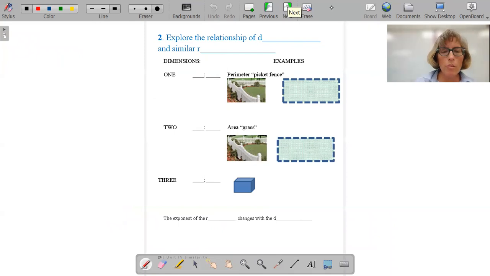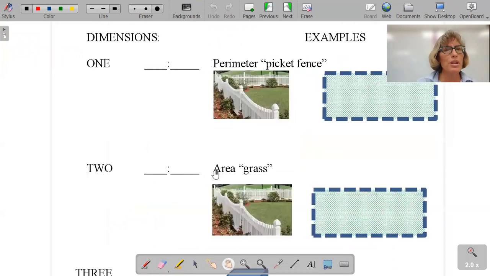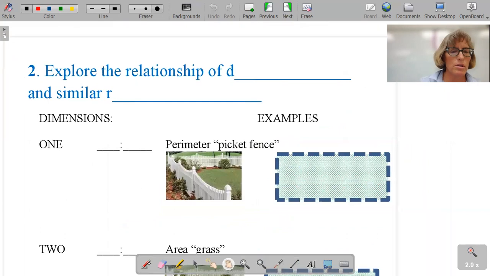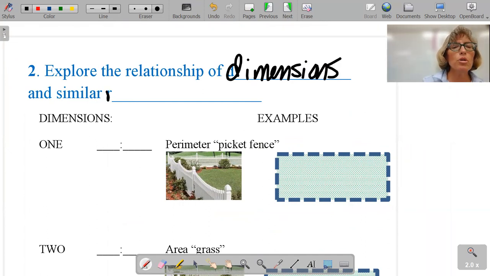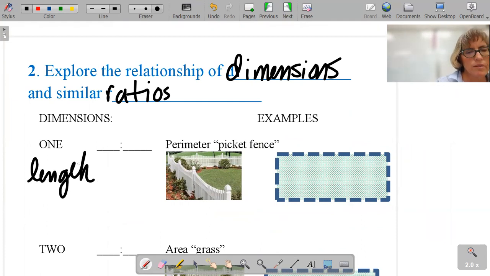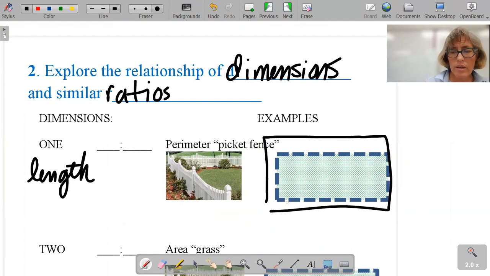Now, before we move on, we need to talk really carefully about something interesting that happens, which is that you need to explore the relationship of dimensions and similar ratios. The first dimension is 1D. First dimension is only length. So perimeter is a length concept. Perimeter is a one-dimensional concept.